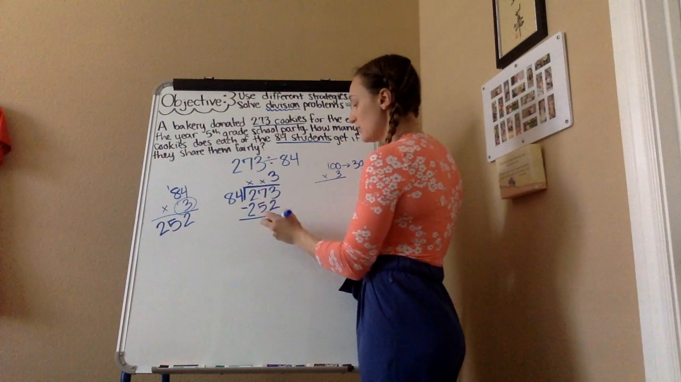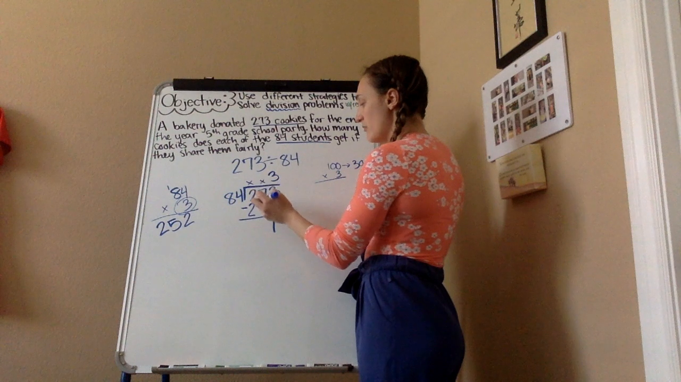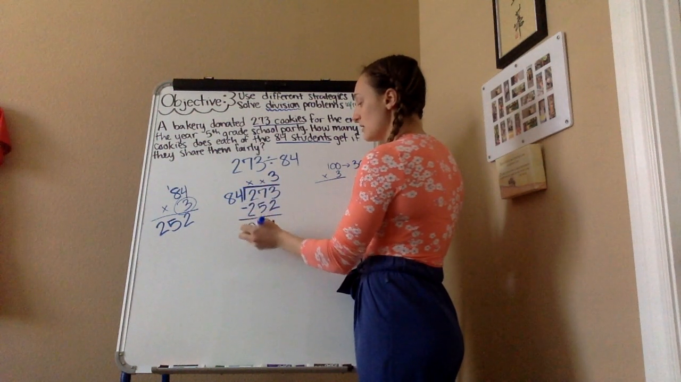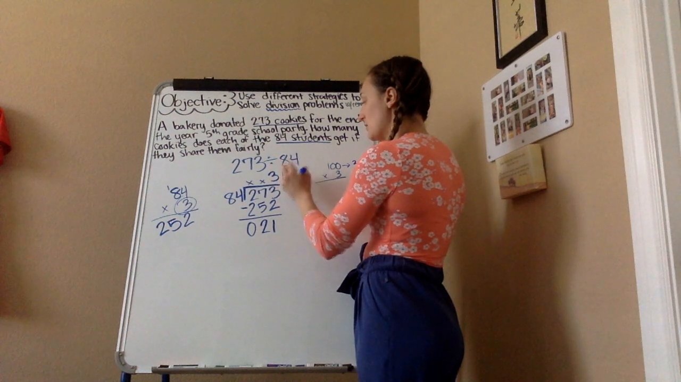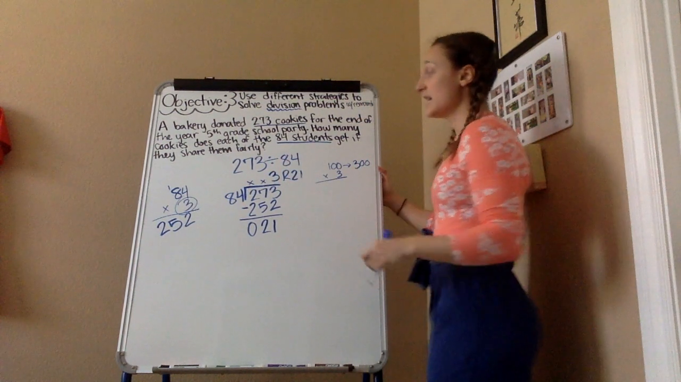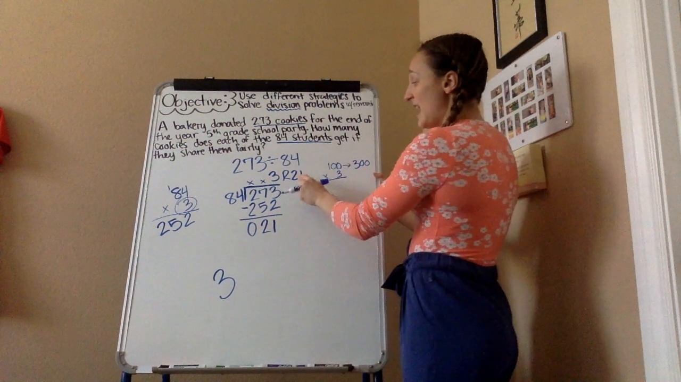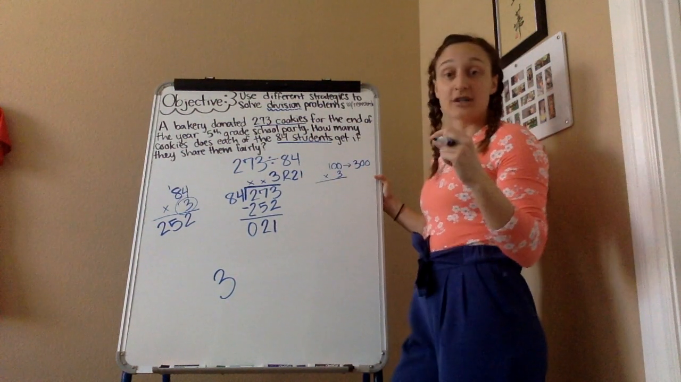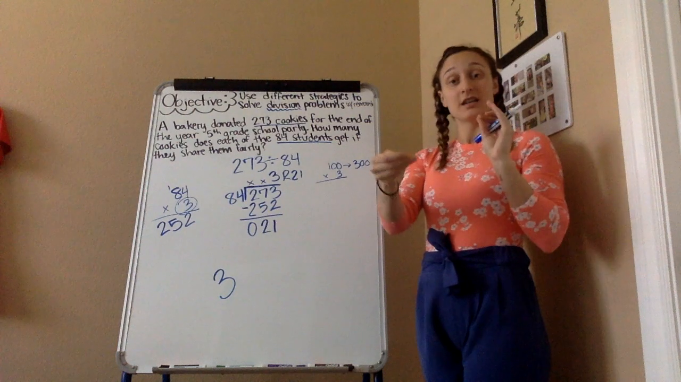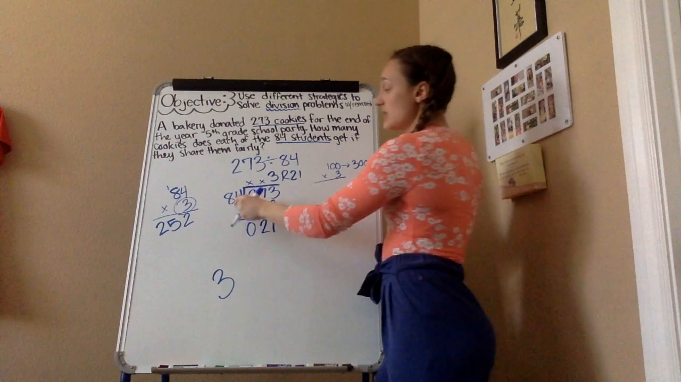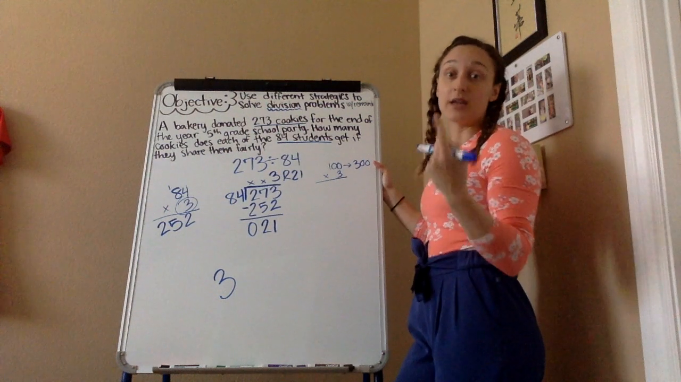3 minus 2 is 1. 7 minus 5 is 2. And 2 minus 2 is 0. So I have a remainder of 21. So each student is going to get 3 cookies. And I need to figure out what fraction, because we can split a cookie into a fraction. What fraction of a cookie can each of the 84 students now get?